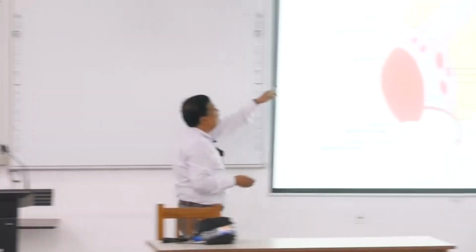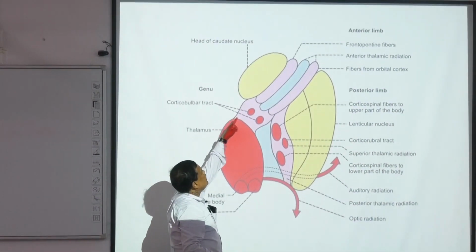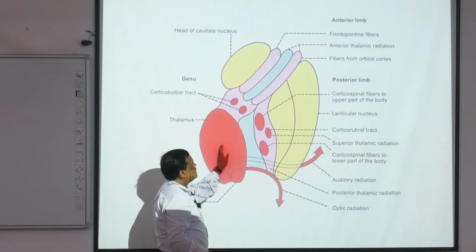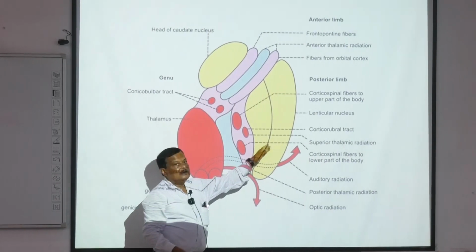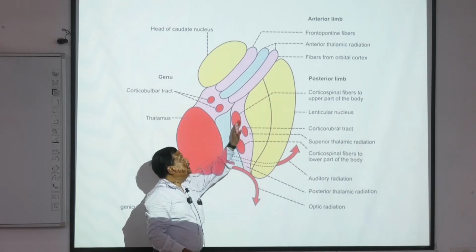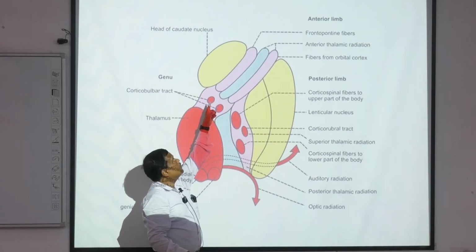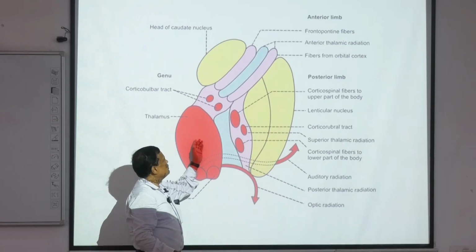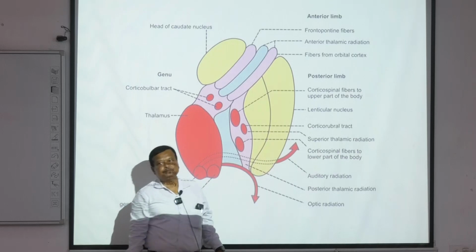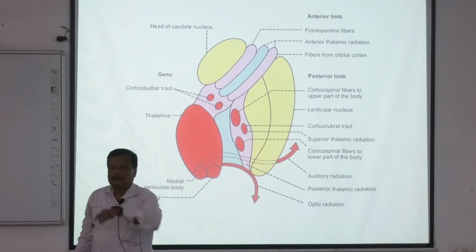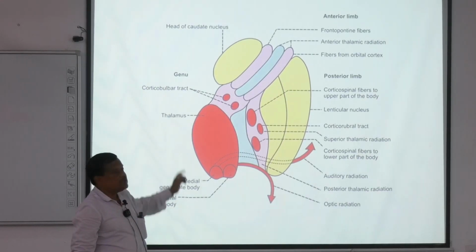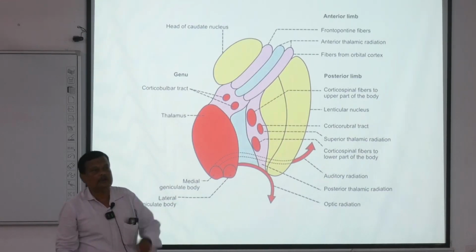Anteriorly and medially it is bounded by the head of the caudate nucleus, posteriorly and medially it is bounded by the thalamus, and laterally it is bounded by the basal ganglia. So what are the boundaries? Medially, anteriorly bounded by the head of the caudate nucleus, posteriorly it is bounded by the thalamus, and laterally it is bounded by the basal ganglia. Very important, internal capsule.